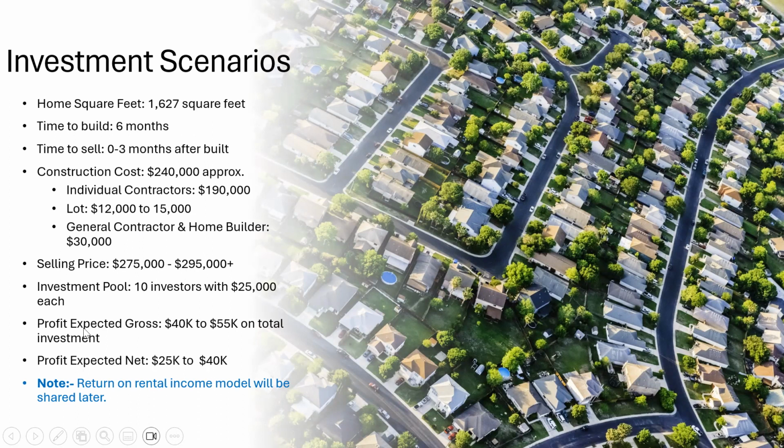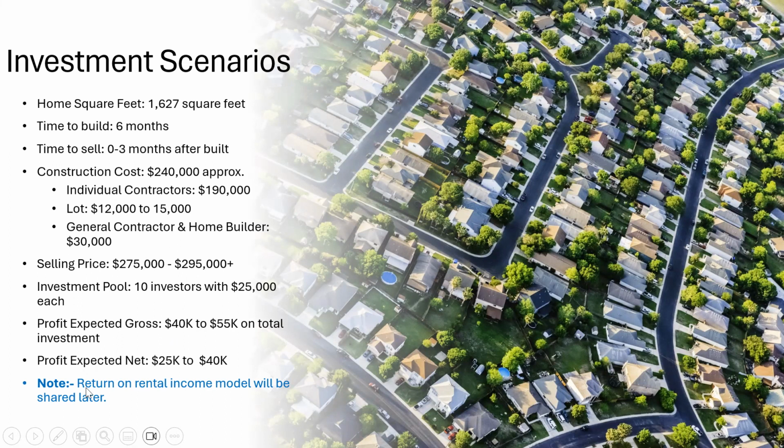Then the expected gross profit is 40 to 55, and after selling cost, title company cost, and real estate commission, so we'll go with a little reduced real estate commission, the profit is around 10% to 16%. So that's what we are estimating based on the trend. It can go more, but this is the range that we are comfortable with.